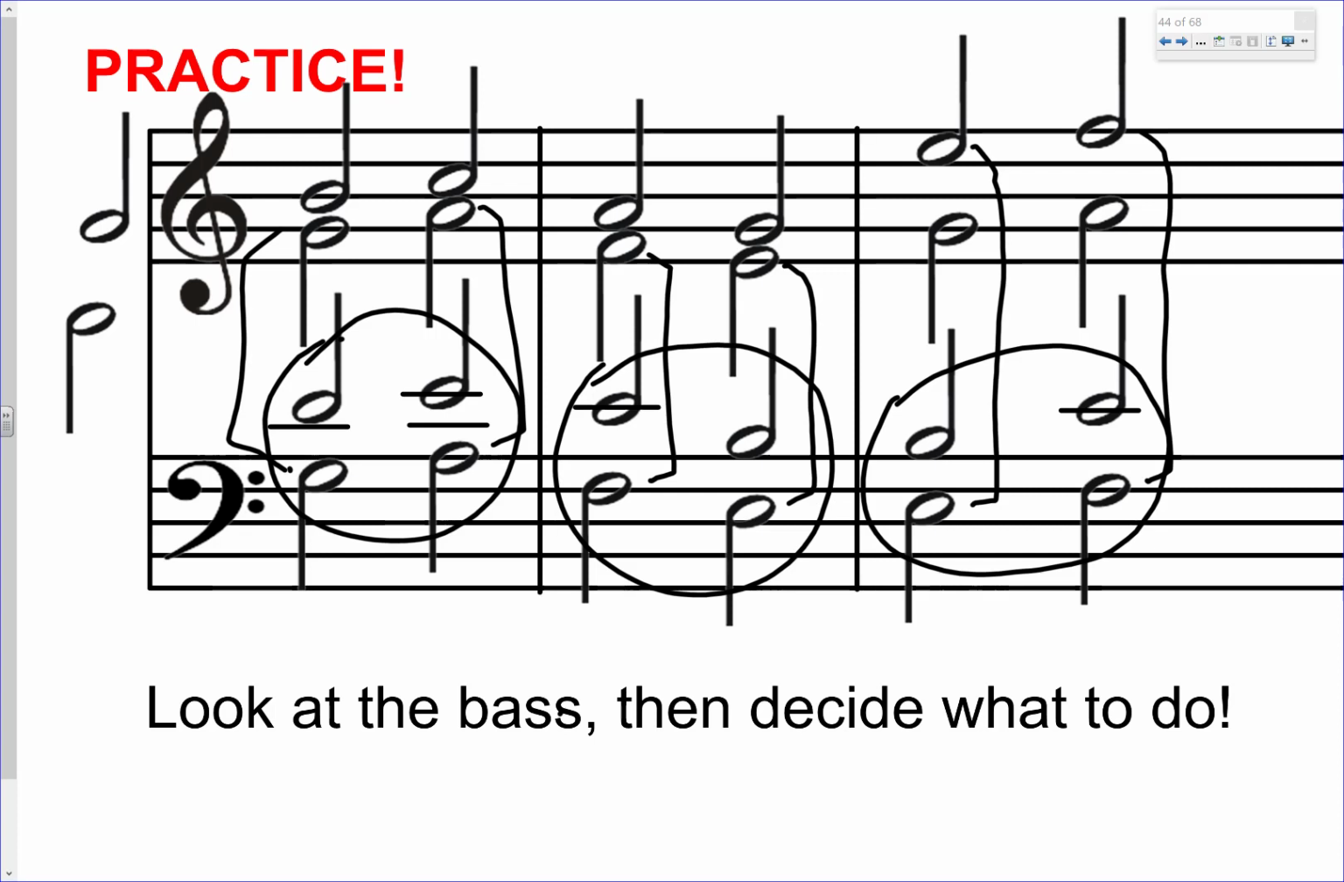So you have lots of things that you have to really, really pay attention to and be careful about. And if you remember those principles that we just learned, then you'll have very smooth voice leading and you'll be problem-free.